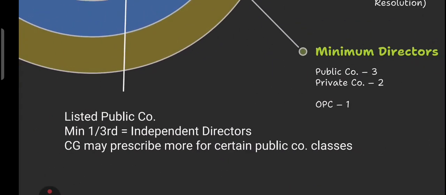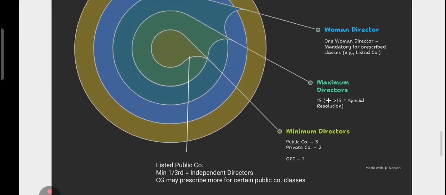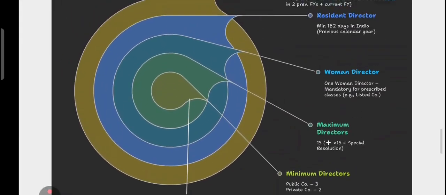For listed public corporations, a minimum of 1/3 must be independent directors. The central government can ask for more directors in the same public company if it is needed. So this is all you need to know. Maximum director, how many can be there? Minimum director, how many can be there?